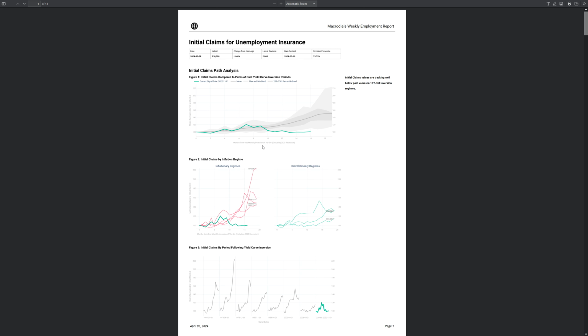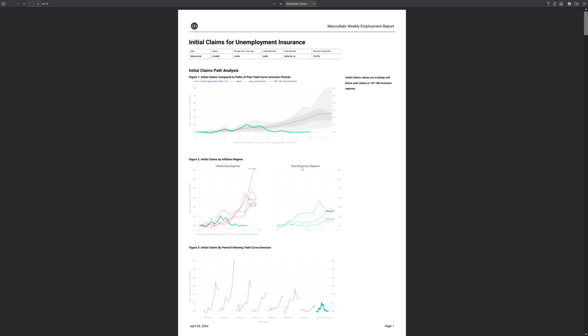In this report, the trigger event is the 10-year less 3-month inversion that occurred in November 2022. The charts displayed here track the development of various employment data measures over the 16 months following the initial inversion. In this path chart, the green line represents the trajectory of claims data following yield curve inversions. Insights on the right side of the chart show that the current claims values are significantly below the historical distribution during such inversions, indicating economic resilience.